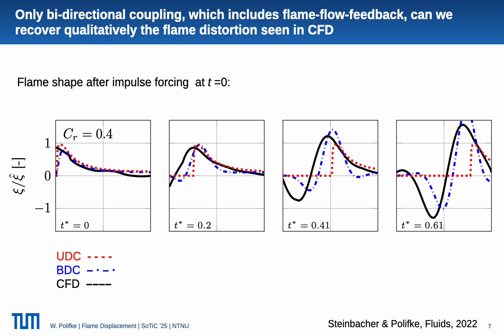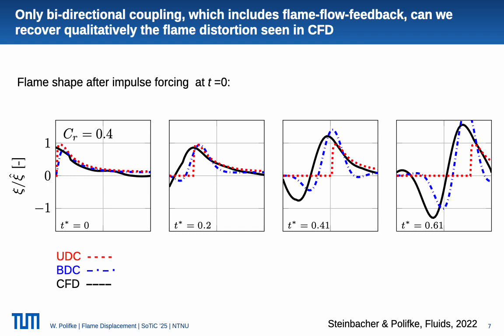Watch the black line evolving as a function of time. Now that behavior is completely missed by the unidirectional model. At late times we have very significant disagreement. The bidirectional model, on the other hand, which includes flame flow feedback, does a pretty decent job considering the simplicity and the degrees of modeling that one has in these models, compared with the CFD results.